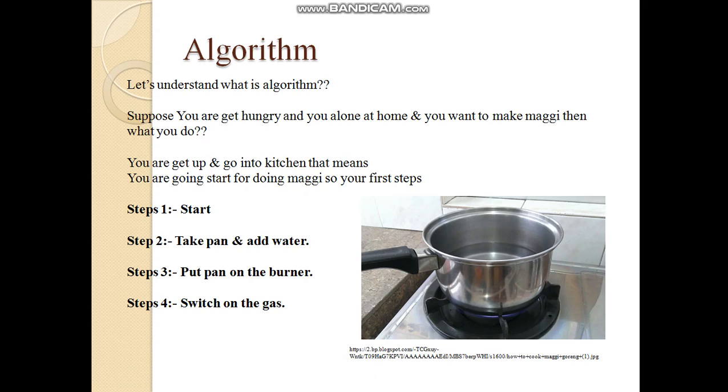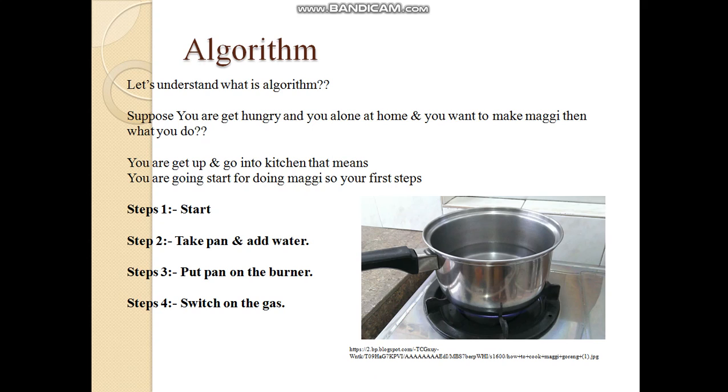So suppose you are hungry and you are alone at home and you want to make Maggie, then what do you do? What is the procedure you are applying for making Maggie? That stepwise procedure is nothing but algorithm. So the very first step is start. You get up, you go into the kitchen and you make Maggie. This is your first step, that is your start for making Maggie.